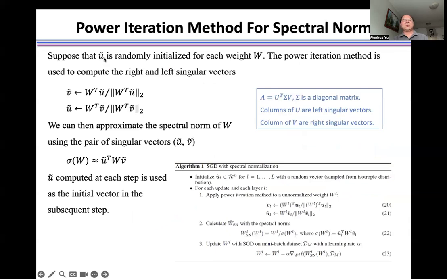Suppose that a u tilde is randomly initialized for each weight W. The power iteration method is used to compute the right and left singular vectors. We calculate v from u and we calculate u from v. We can then approximate the spectral norm of W using the pair of singular vectors, u tilde and v tilde. The u tilde computed at each step is used as the initial vector in the subsequent step.